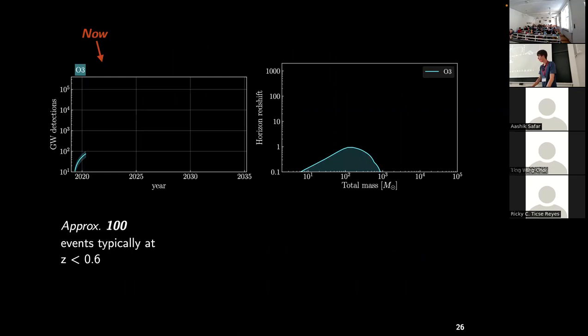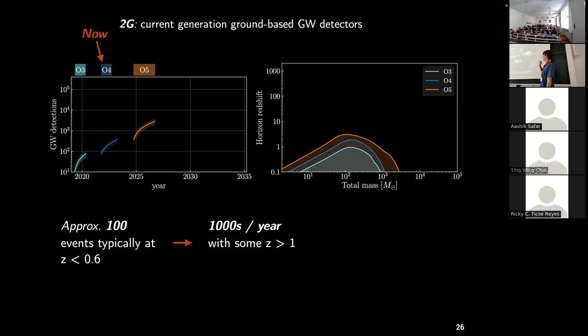So just to set the stage also, we are now at a moment in which we have completed 3 observing runs in which we detected about 100 events. Most of them were in the relatively nearby universe with redshifts below 0.5. We are already in the beginning of O4, in fact, 2 months ago this started, and this is going to transition to the design sensitivity of current detectors in which we will get thousands of events per year, some of them with redshift larger than 1.